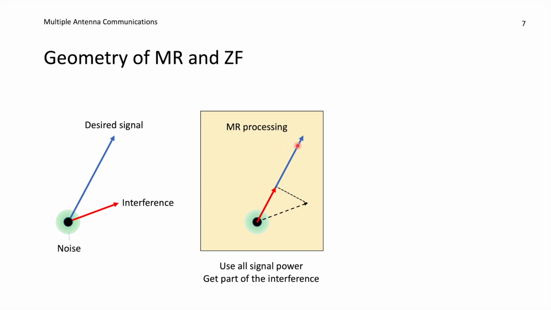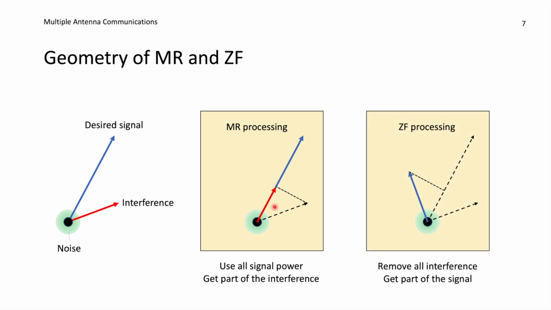So we apply a receiver filter based on that one, and that means that we will get some of the interference left. Namely, we are projecting the vector representing the interfering channel onto our desired signal vector, like this. So we will get all of the signal power and some piece of the interference, because this interference vector has a shorter length than the original one, but there will still be some part of interference left. This is what maximum ratio processing is doing.